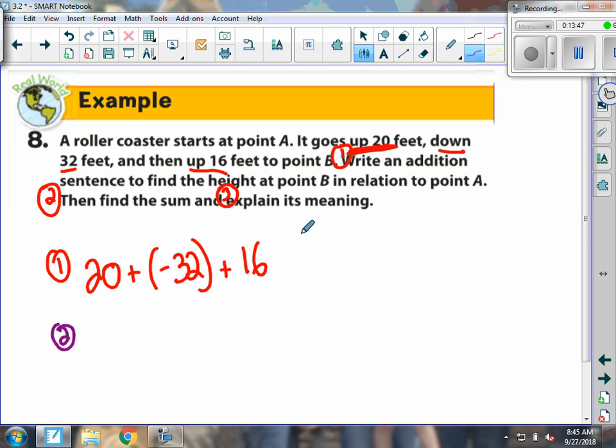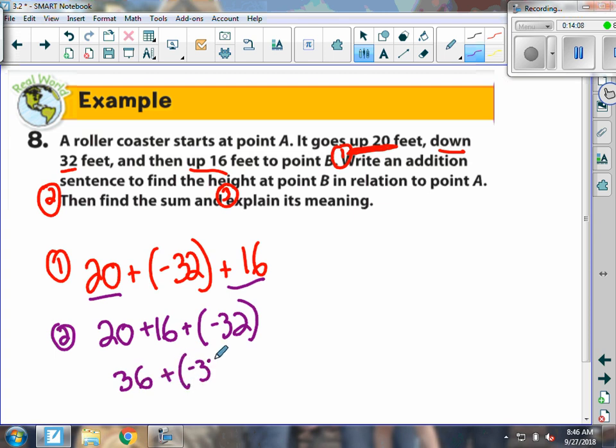What like terms do I have here? I have a positive 20 and a positive 16. Does it matter what order we add in? It does not. So I could regroup this like this. So then I could add 20 plus 16 is 36 plus negative 32.